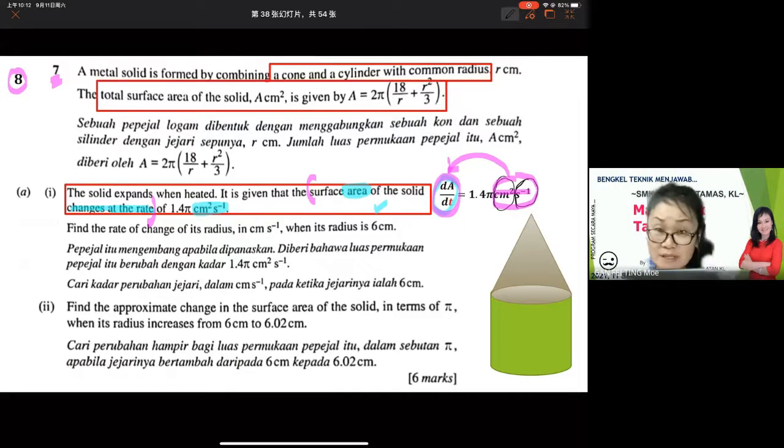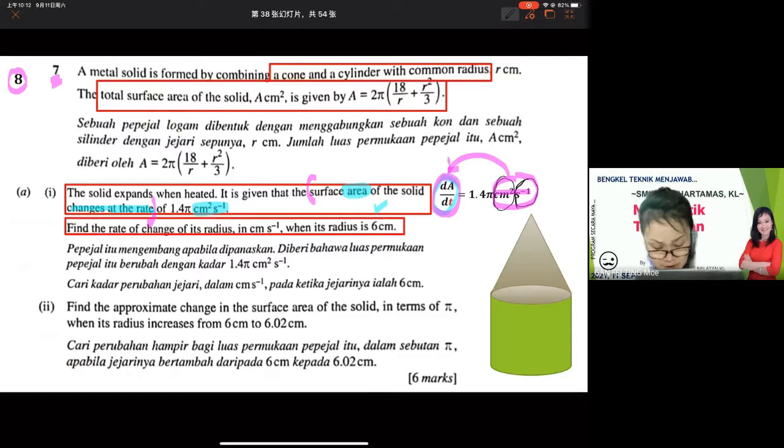Then, what's the question? This is only information. As I told you, you have to read for information and you have to read for the question. So, the question here says, find the rate of change of its radius in centimeter per second. Oh my goodness, I don't understand this. Then you may shout out, teacher, I don't understand.